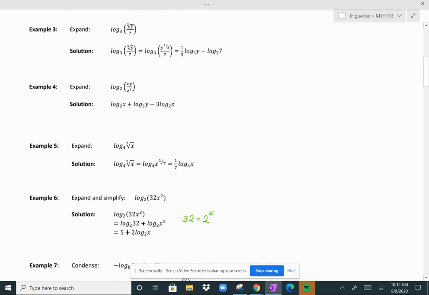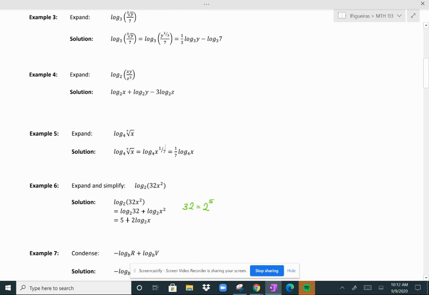All right, in this next example, we are going to both expand and simplify. So I have log base 2 of 32x to the 2nd power. So I have to use both the product law and the rule for exponents, but I'm also going to be able to simplify this. So using the product law, this becomes log base 2 of 32 plus log base 2 of x squared. Now I still have to put this 2 in front because of the power law.